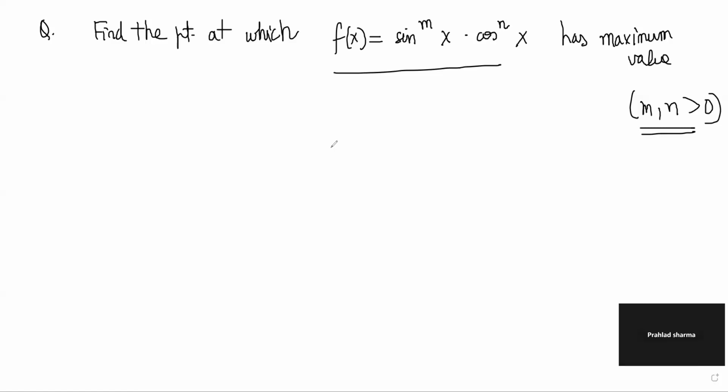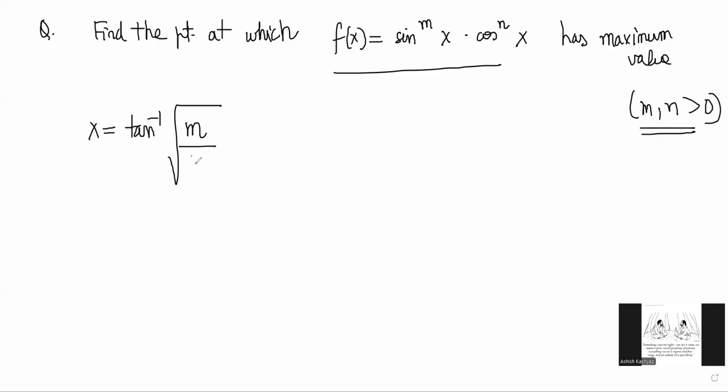Sir, x equal to tan inverse root m by n. Okay, the others should also get it. It will take some time but it should come like this. This is the point of maxima.